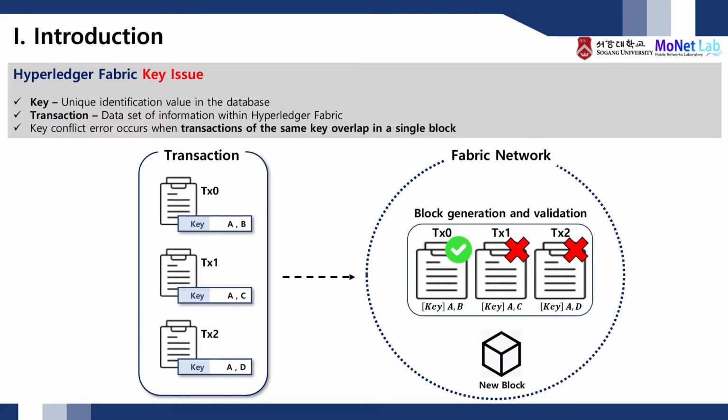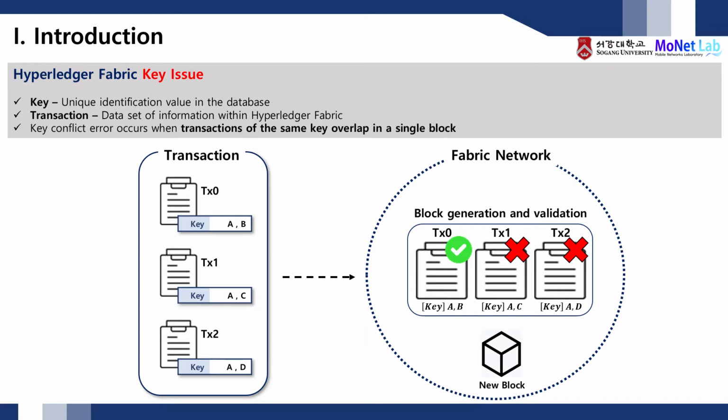This slide shows the background detail for our main problem, the Hyperledger Fabric key issue. The key issue occurs in Hyperledger Fabric private blockchain because of its unique parallel processing structure. A key is an identification value in the database. It can be understood as an account ID, which may be adapted in various forms depending on the network situation.